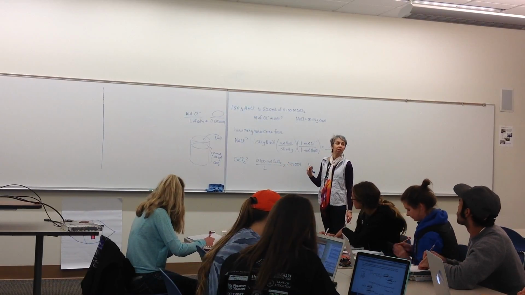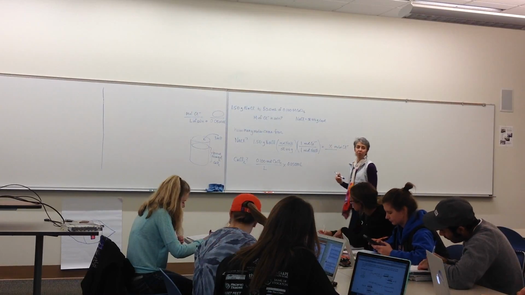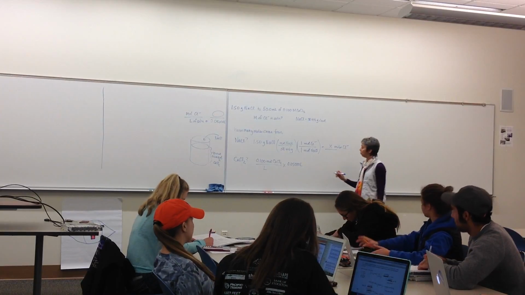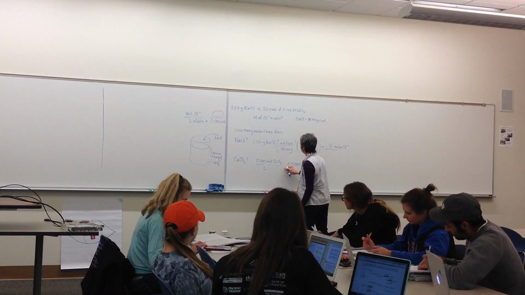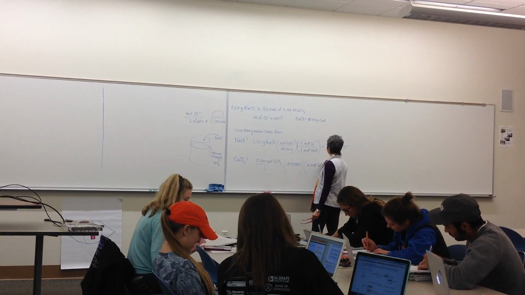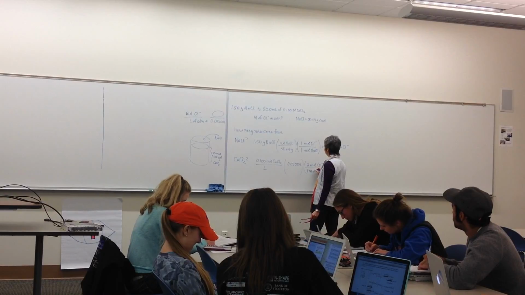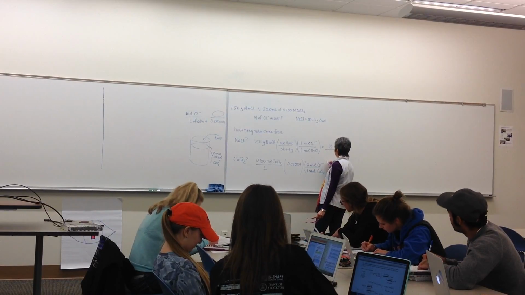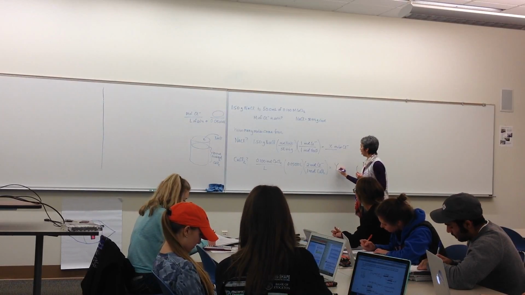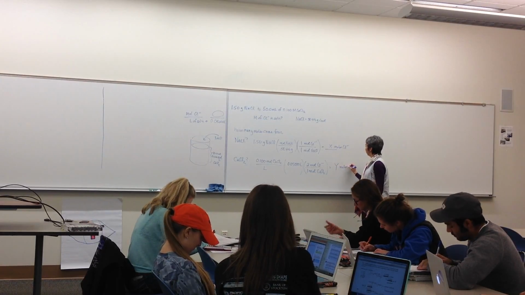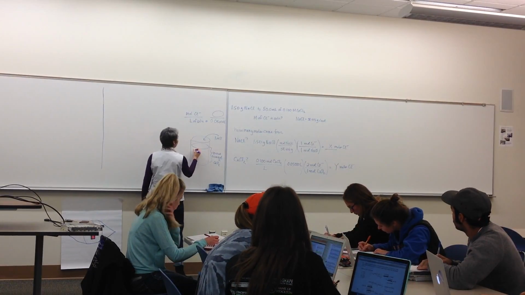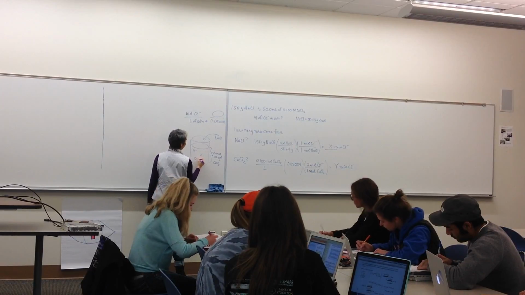But we need moles of chloride. What do we do to get moles of chloride? 2-to-1 ratio. Put these in parentheses so you can see that. We know that there are 2 moles of chloride for every 1 mole of calcium chloride. So that's going to give us another number. I'm going to call it Y moles of chloride.